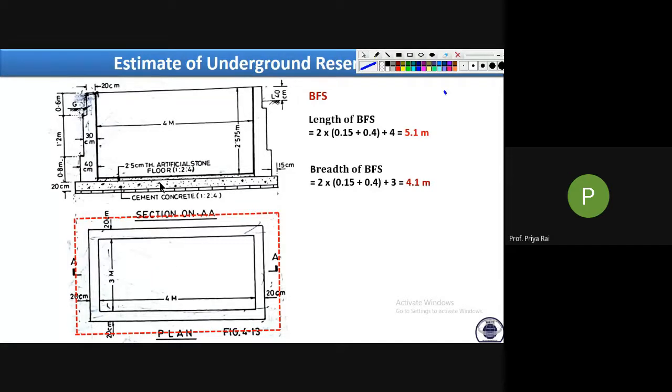Now tell me whether it is a meter cube work or meter square work. It's a volumetric work or areal work? PCC, cement concrete, whatever. Volumetric. Yes, volumetric. That means we need length, breadth, and depth also. Now tell me what will be the length of this cement concrete work? 5.1. Yes, same, because after constructing BFS we are simply placing our cement concrete over that same area. So area will be same, so length and breadth will be same. For PCC also length will be this much, breadth will be this much.